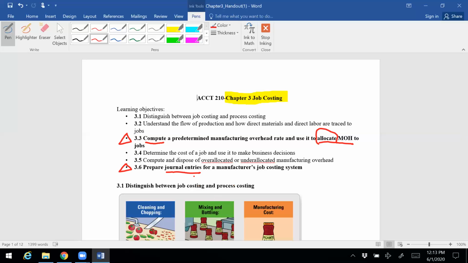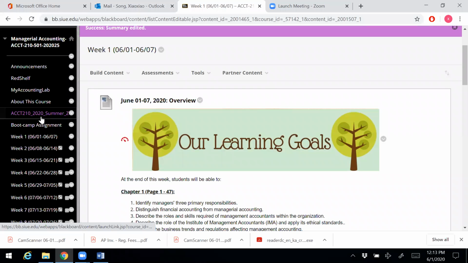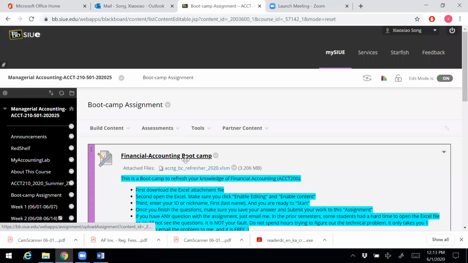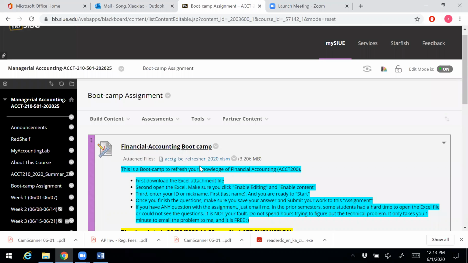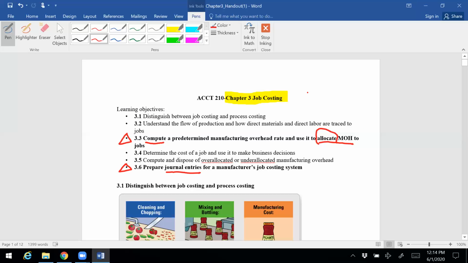If you remember, that one is allocated in Blackboard on the left side. So I can show you just very quickly. If you go to Blackboard, you see this bootcamp assignment is worth 15 points. It's an Excel file. You have to download it and then work on it. Unlimited attempts, and then upload it to Blackboard so I can grade it and put in the points. This bootcamp is related to your financial accounting. It reviews all the journal entries, debit, credit, and all the accounts, assets, income statement, those things. Hopefully you can finish this part happily, right?